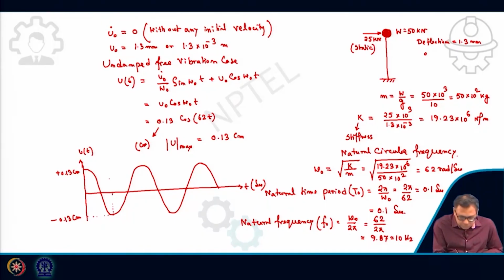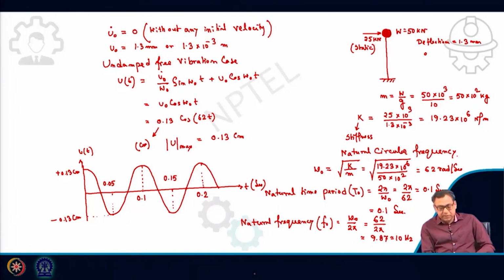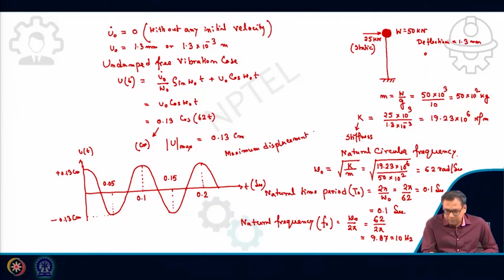Okay. Now this is 0, so this value will be 0.05 second and this will be 0.1 second. So similarly this will be around 0.15 second, this will be 0.2 second and so on. So here the maximum displacement is how much? 0.13 centimeter.